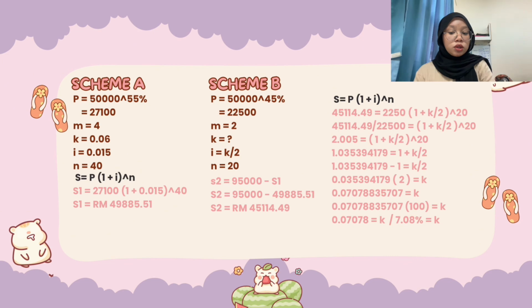You will get 1.035394179 equals 1 plus k over 2. You have to minus 1 from 1.035394179 and it equals k over 2. You will have to multiply 0.035394179 by 2. So you will get 0.07078835707 equals k. To get the answer in percentage, you have to multiply by 100. So your answer will be 7.08%.